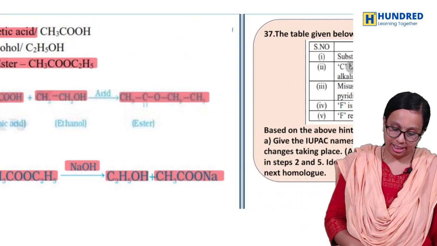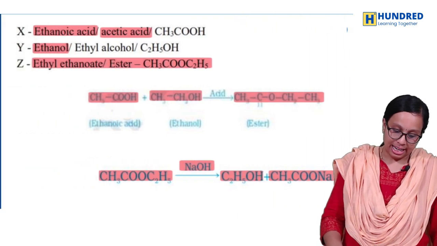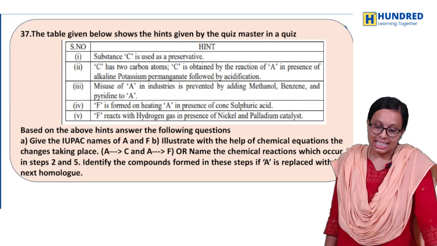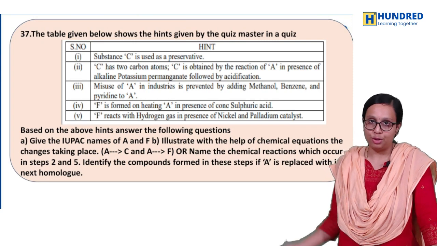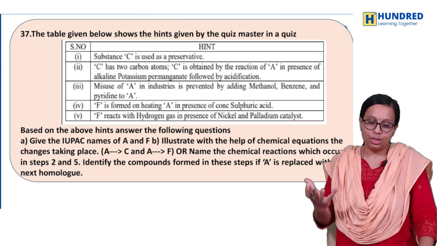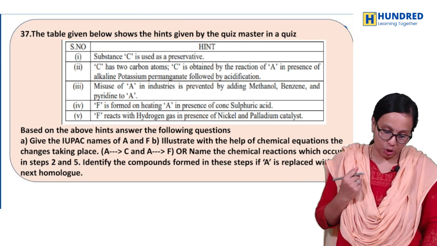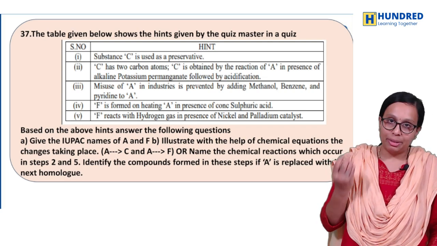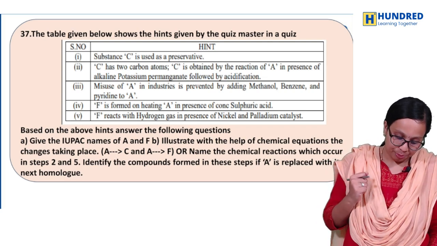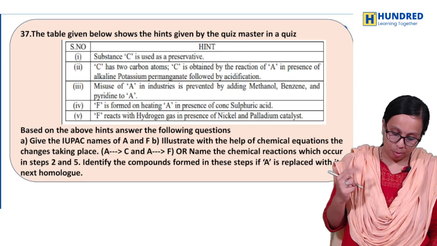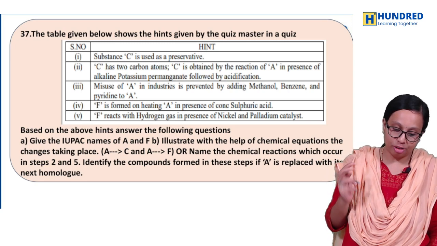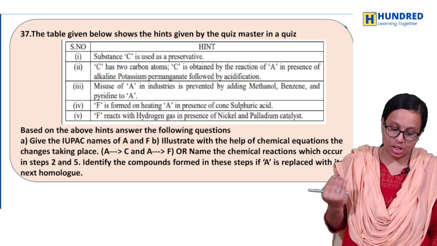So this is the reaction. The last question: a substance C is used as a preservative. In pickles and all, vinegar is used as a preservative. Vinegar is nothing but a weak acid, acetic acid. C has two carbon compounds. C is obtained by the reaction of A in the presence of alkaline potassium permanganate.